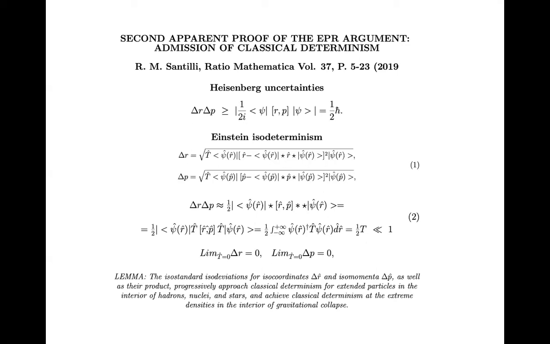So as a result, the product of the standard deviations for coordinates and momentum tends to zero with the isotopic element tending to zero. To make this result stronger in favor of Einstein, the presence of an isotopic element in this expression indicates that individually the standard deviations for coordinates and momentum tend to zero individually.